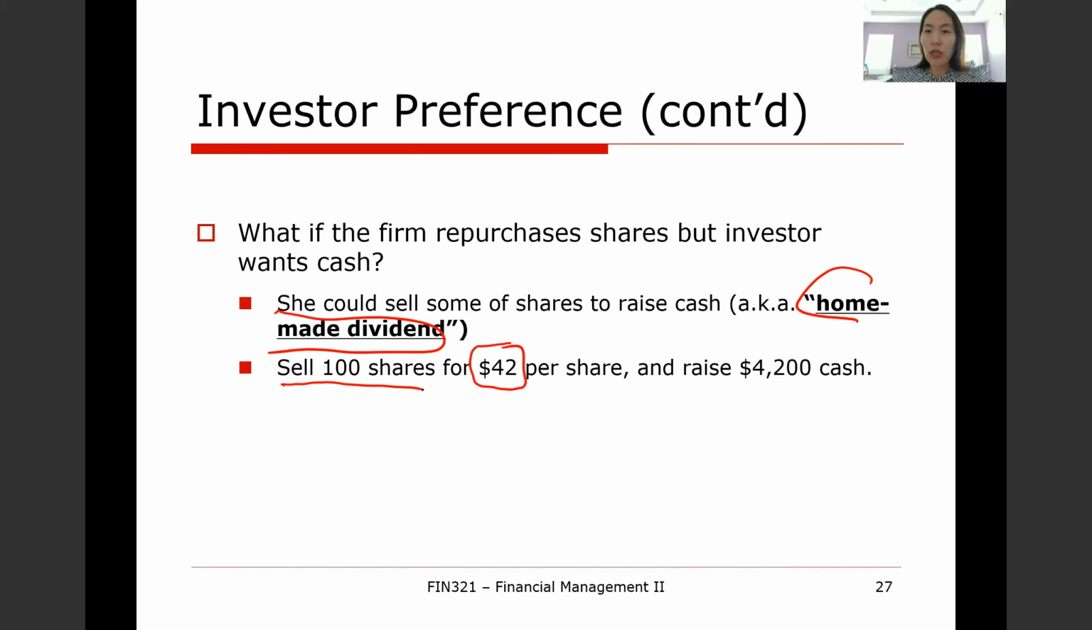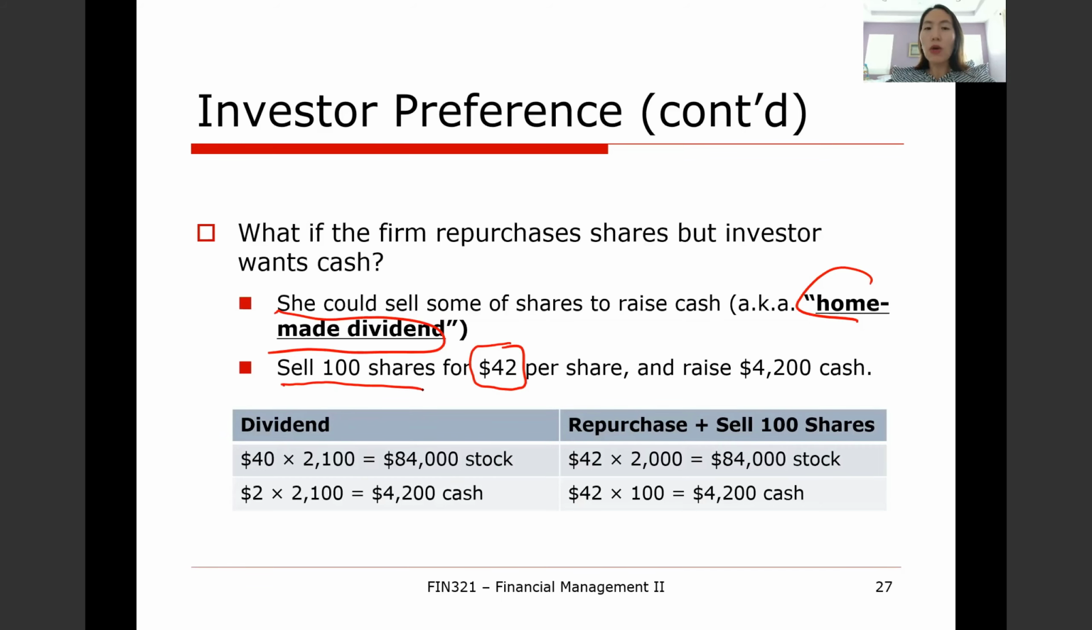After this transaction, let's evaluate your portfolio value. Suppose the company decided to do a repurchase, and you combine that with a homemade dividend. The firm does repurchases, and you sell 100 shares to make a homemade dividend. How does your portfolio look now? From the original 2,100 shares, you are selling 100 shares, so you only have 2,000 shares left, and each share will be worth $42, resulting in $84,000 in stock value. And you sell 100 shares for $42 each, resulting in $4,200 in cash.